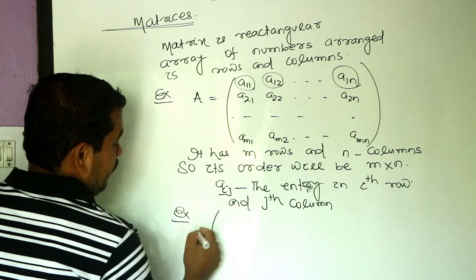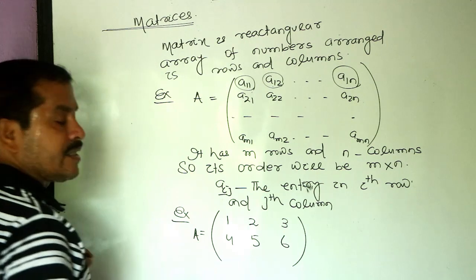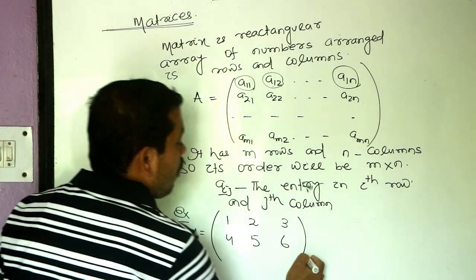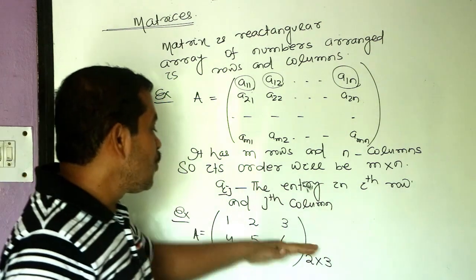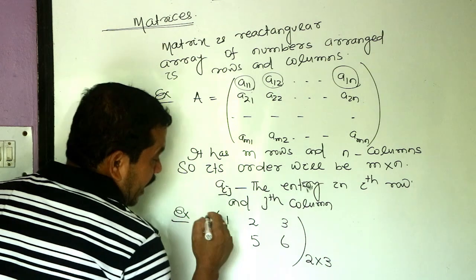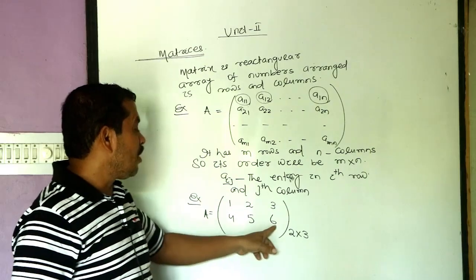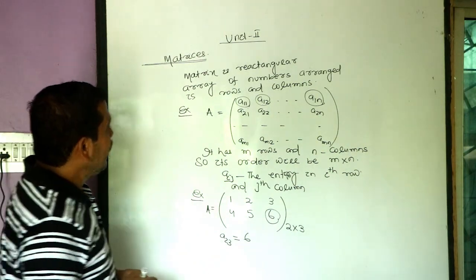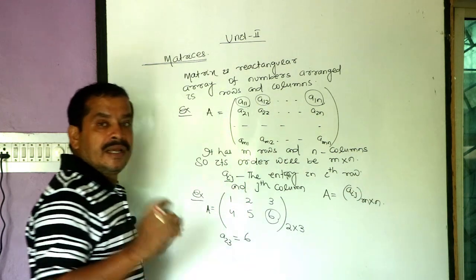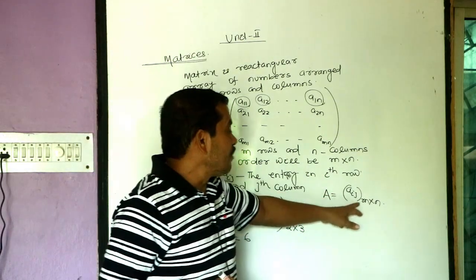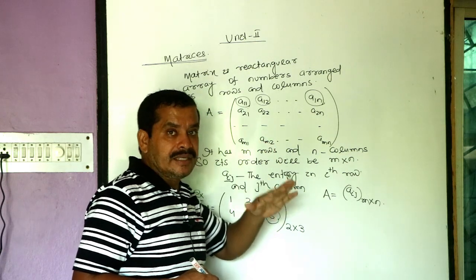Particularly, suppose a matrix is represented as 1, 2, 3, 4, 5, 6. This is a matrix which has 2 rows and 3 columns. So its order will be 2 cross 3. If I ask which entry is A23, the entry is 6, that is second row and third column. In general we write a matrix A as Aij of order m cross n, meaning it has m rows and n columns. This is all about the representation of a matrix and its order.